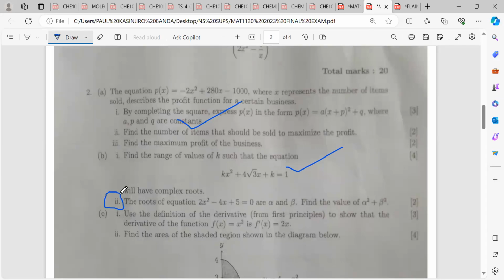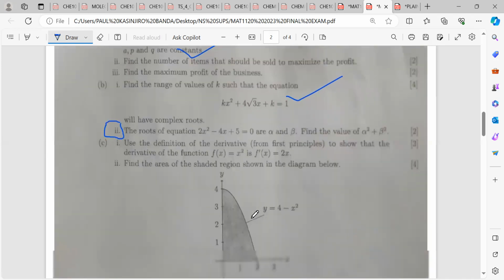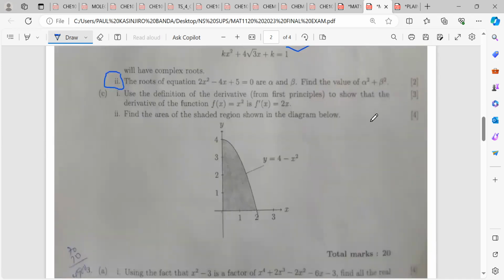Okay, question 2b, Roman numeral 2. They're saying the roots of the equation 2x squared minus 4x plus 5 equals 0 are alpha and beta. Then they're saying find the value of alpha squared plus beta squared, and alpha squared multiplied by beta squared. Okay, so this is a very simple question, guys.